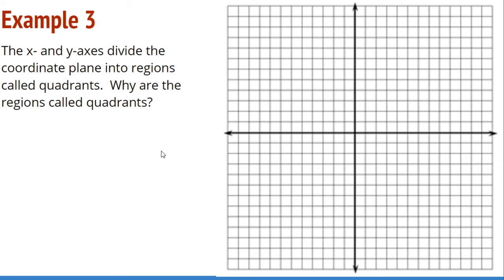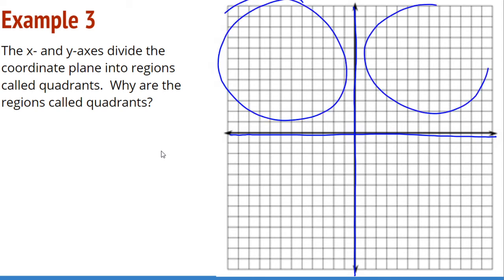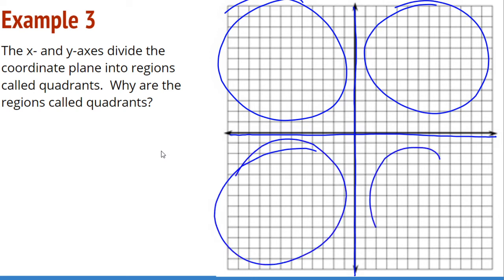The x and y axis divide the coordinate plane into regions called quadrants. Why do you think that these regions are called quadrants? So we have the x-axis and the y-axis. Why do you think they call these sections quadrants? Hopefully your brain is screaming at you because there are 4 of them and quad means 4. The regions are called quadrants because there are 4 regions and quad means 4.